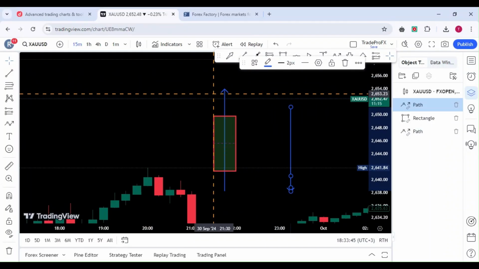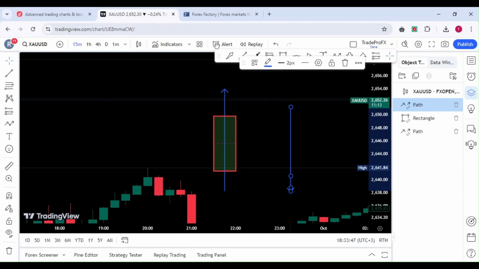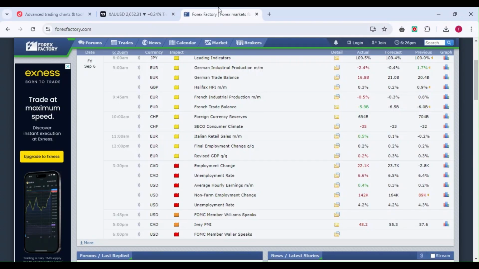So if you do not know how to trade the news, kindly wait for the news to be out and then proceed to trade from there after you analyze the market. So that's how you interpret the news when you read it.